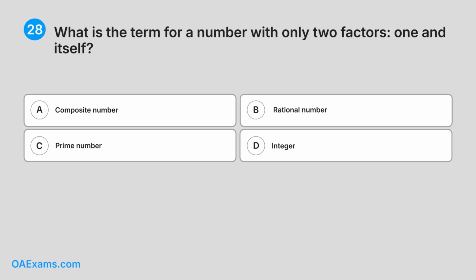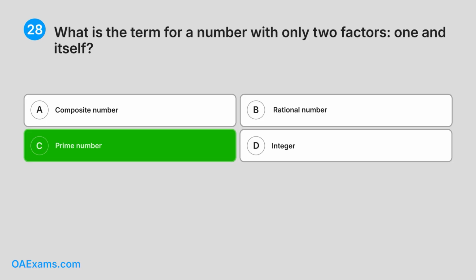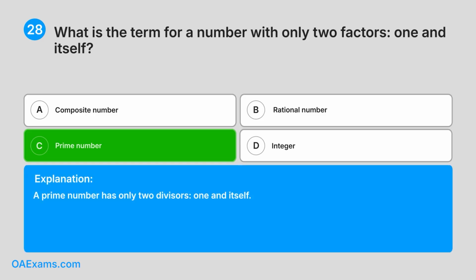Correct answer. C. Prime number. Explanation. A prime number has only 2 divisors, 1 and itself.